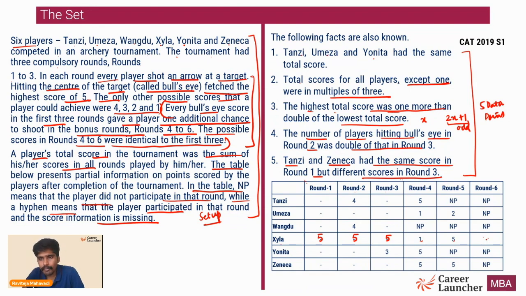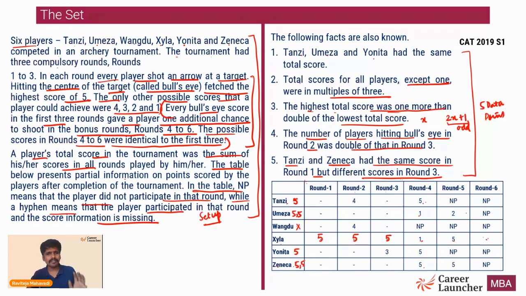He must have scored 5 points in all the first 3 rounds. If T is playing only round 4 and not round 5 and round 6, T must have got 1 five among the first 3 rounds. U must have secured 2 fives because U participated in round 4 and round 5. Similarly, W got no 5s at all, no bullseyes at all. Y must have secured 1 five, and Z must have secured 2 fives.